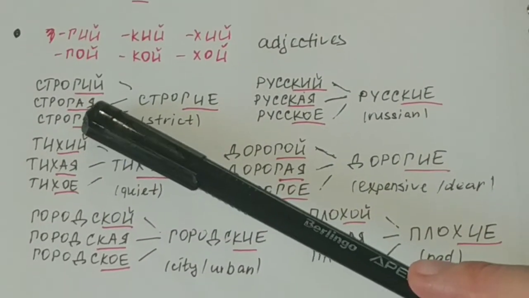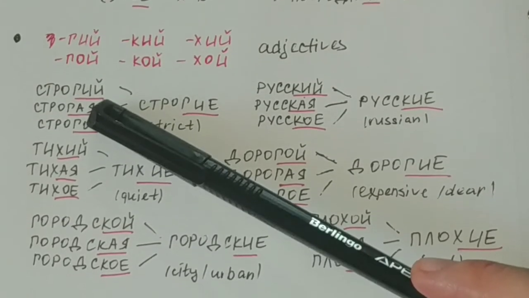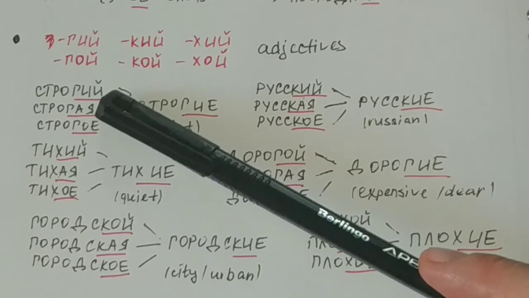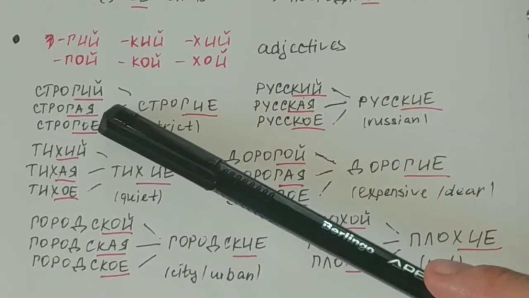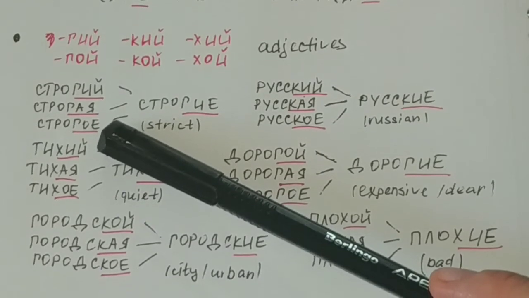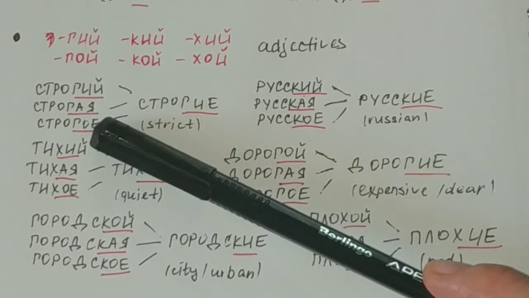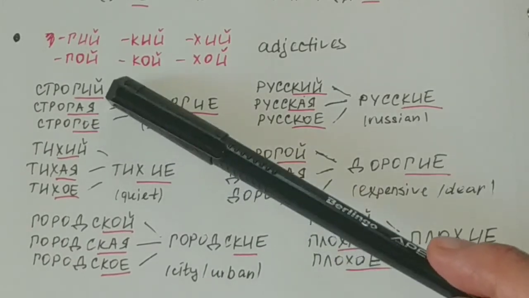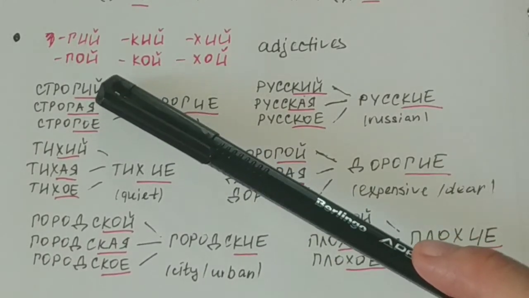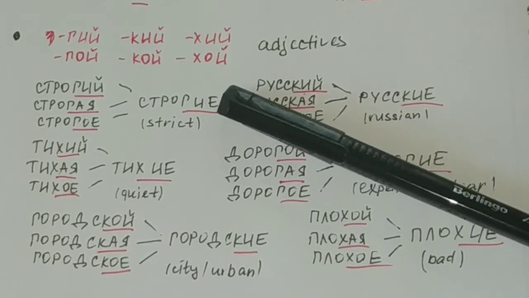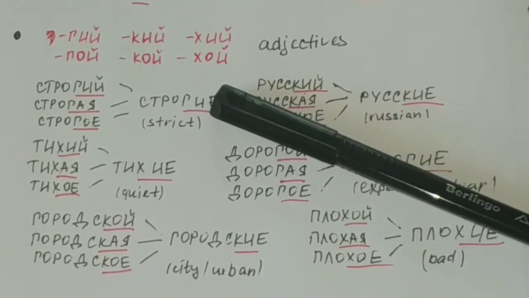So for ги we have строгий, meaning strict, and it is the masculine gender version, and for feminine we have строгая, and for neuter we have строгое. So all of these three versions will make their plural form by dropping the last two letters and adding the ending ие, and we get строгие. So that is the plural form.